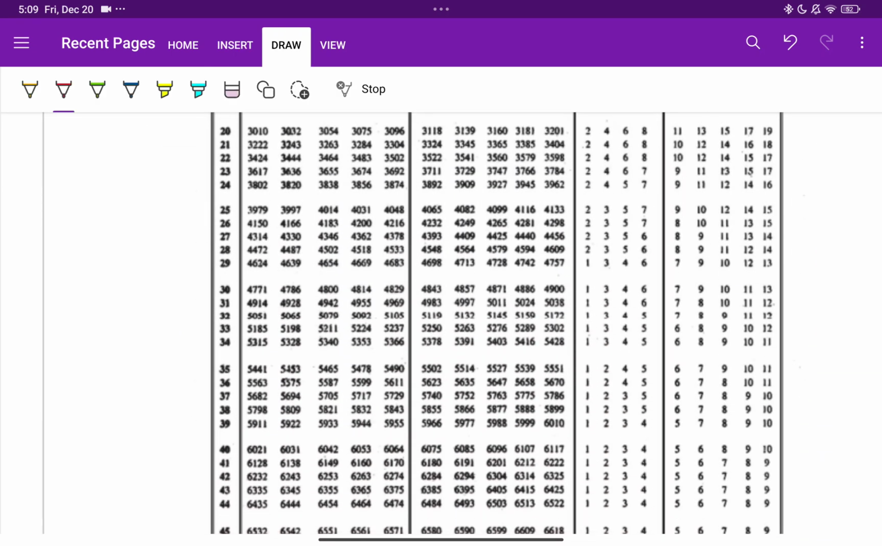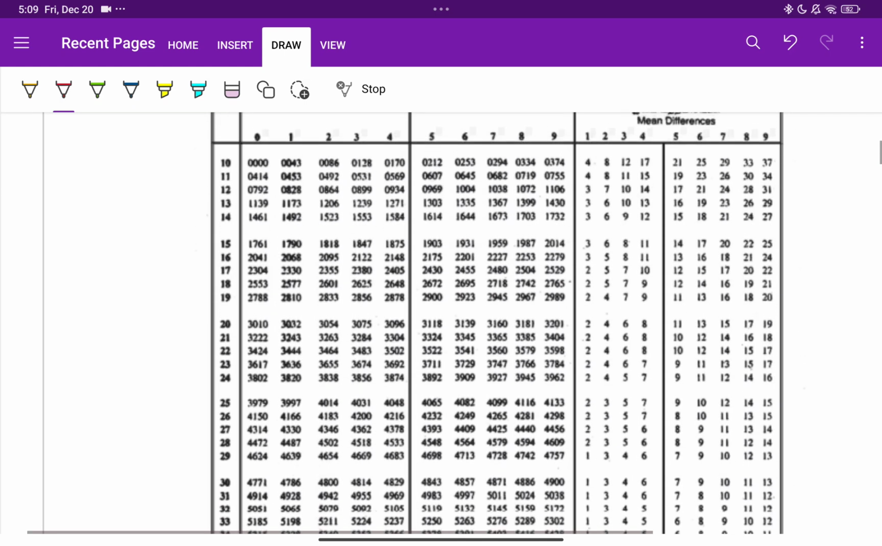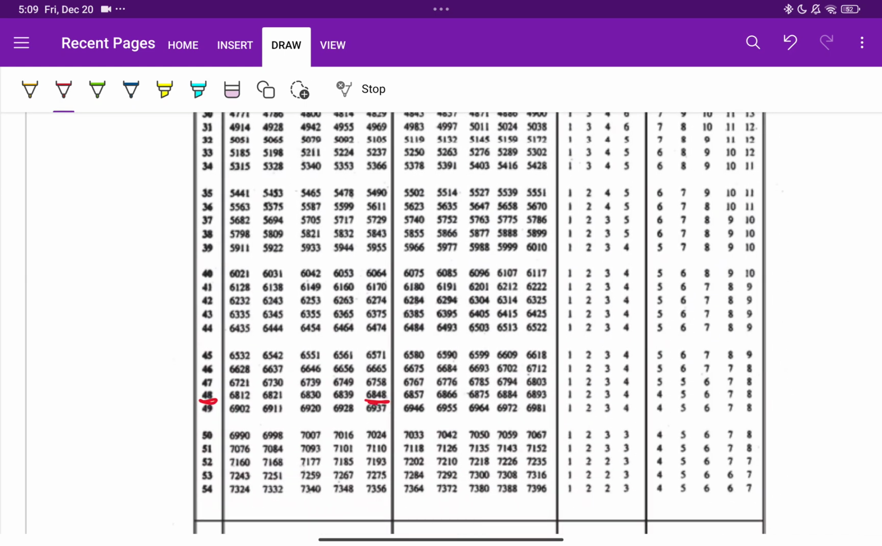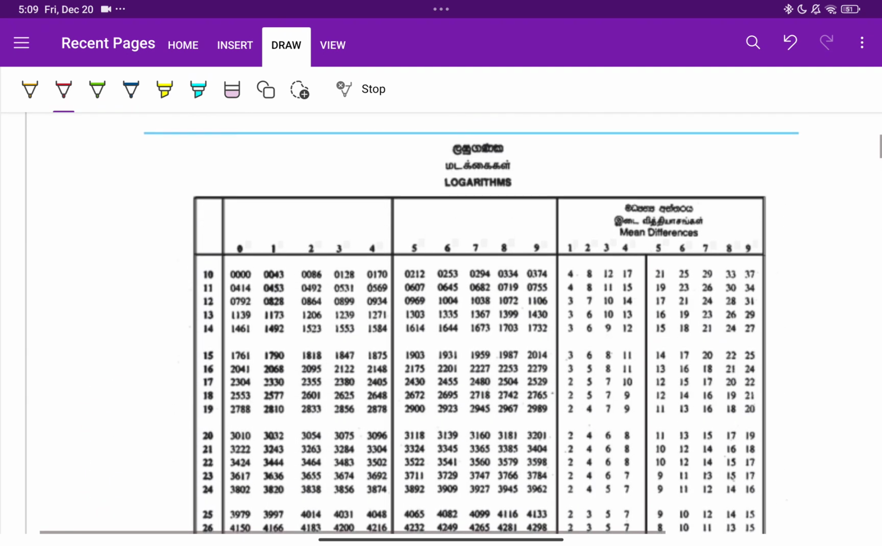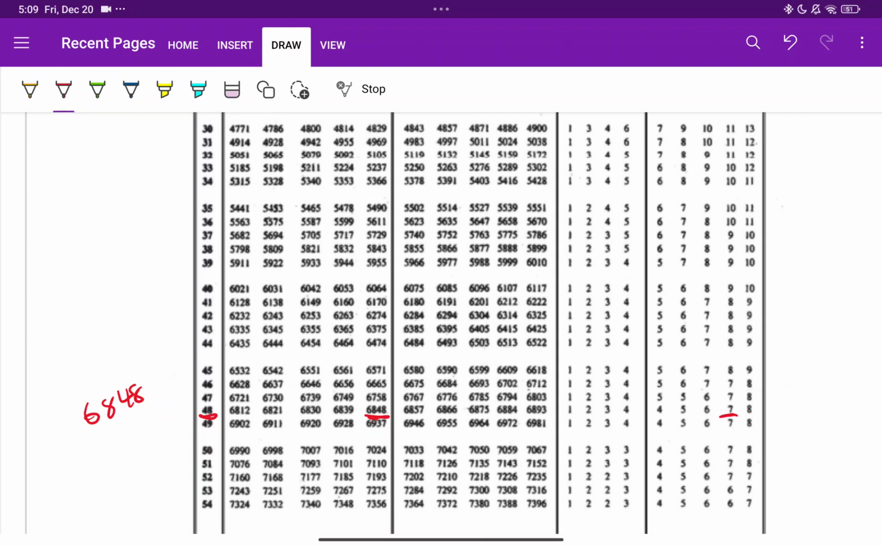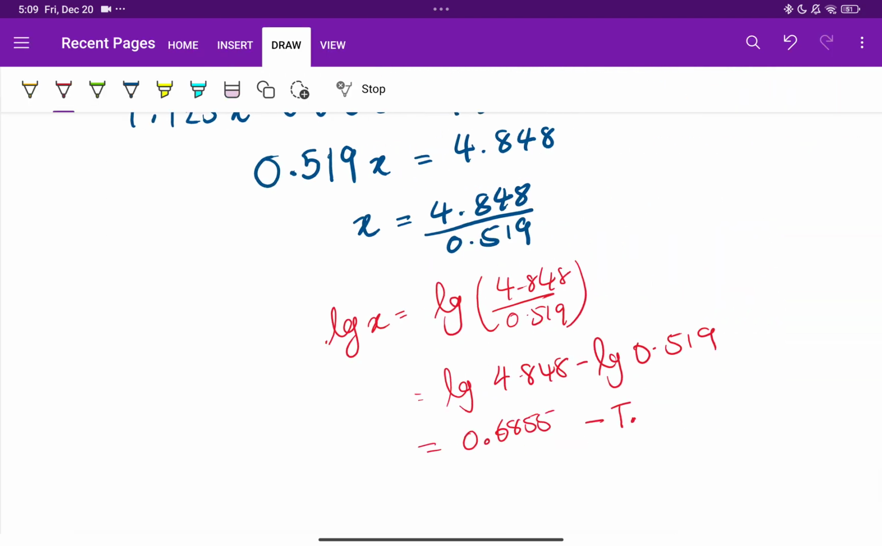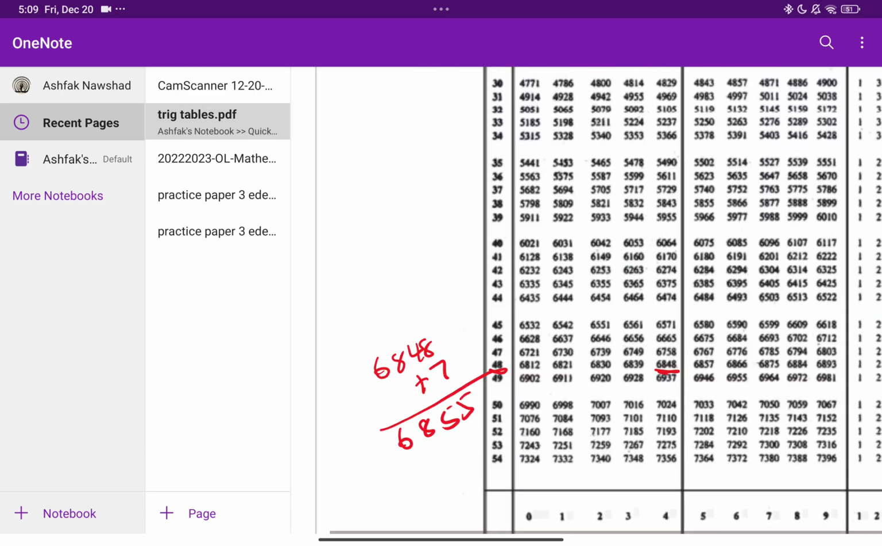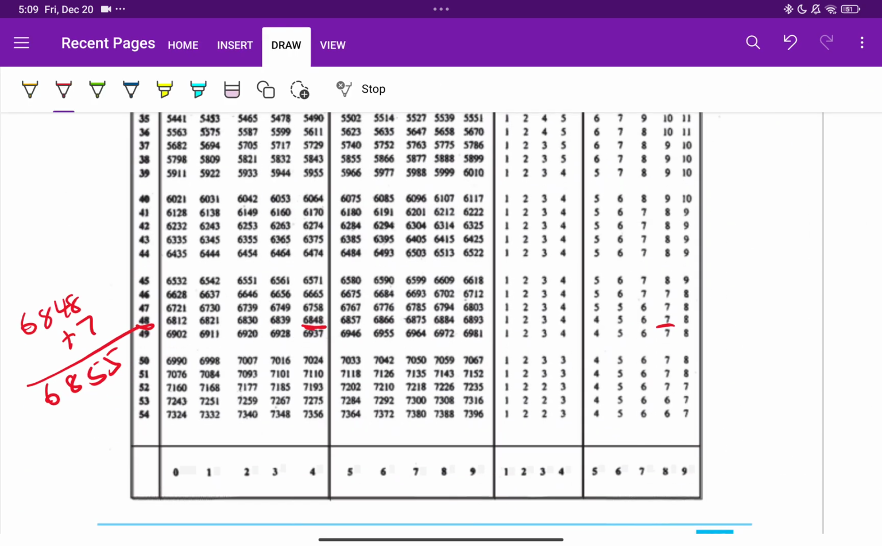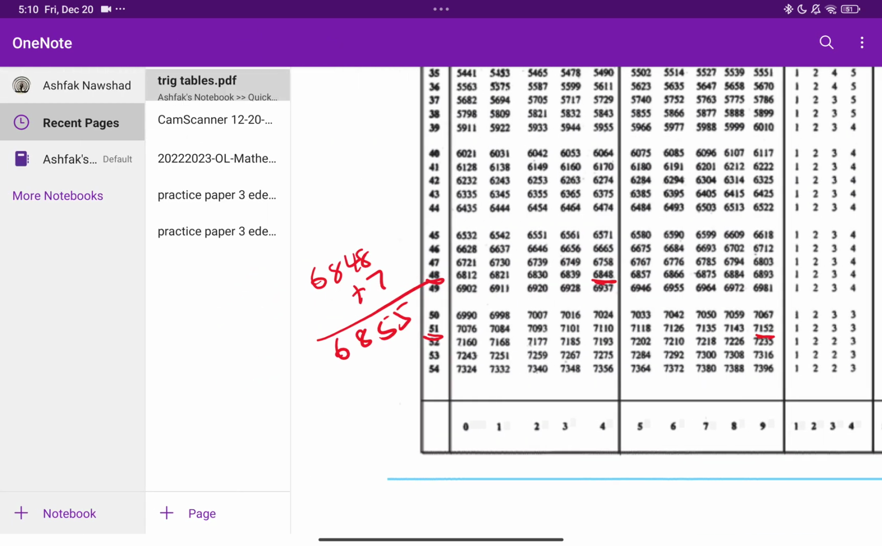So 4848, I have to find 4848 first. 484, that is 6848, right? I have to add another 8 now, so this would be 8. 7 is in the 8th column of the mean difference, so that would be 6855. Okay, 6855 minus, I have to find the log of 519. 519, so that is 7152.